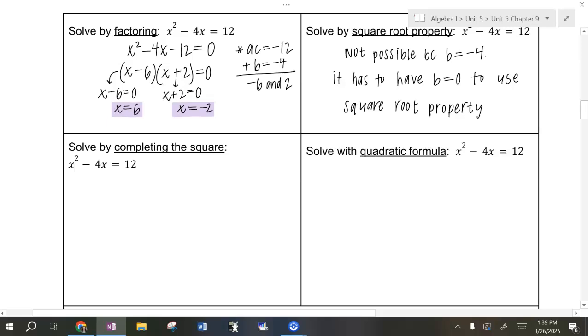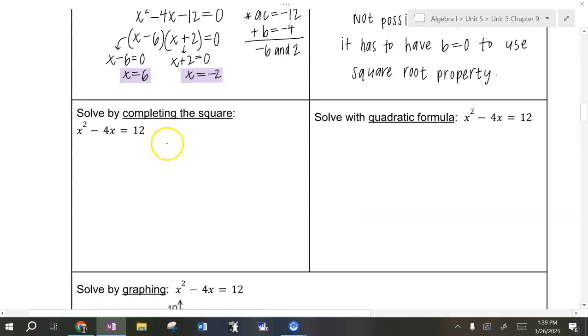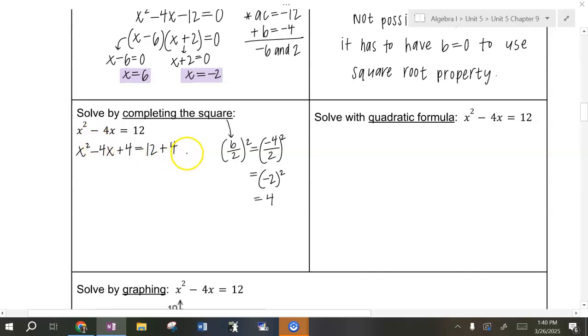If it's not possible to use square root property, you should be able to complete the square. So remember the formula for complete the square is b divided by 2 squared. In this case, our b value we already said is -4. -4 divided by 2 makes -2, and -2 squared makes +4. Whatever you get when you complete the square, you add that number on both sides. So I'm going to put +4 on both sides of the equation.